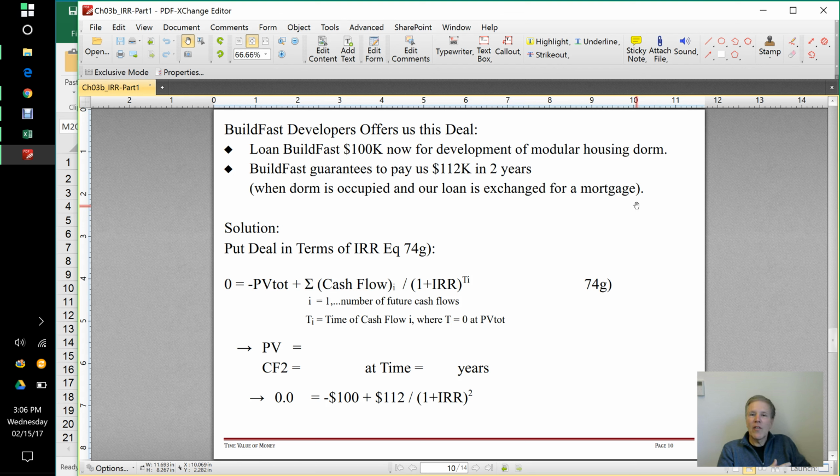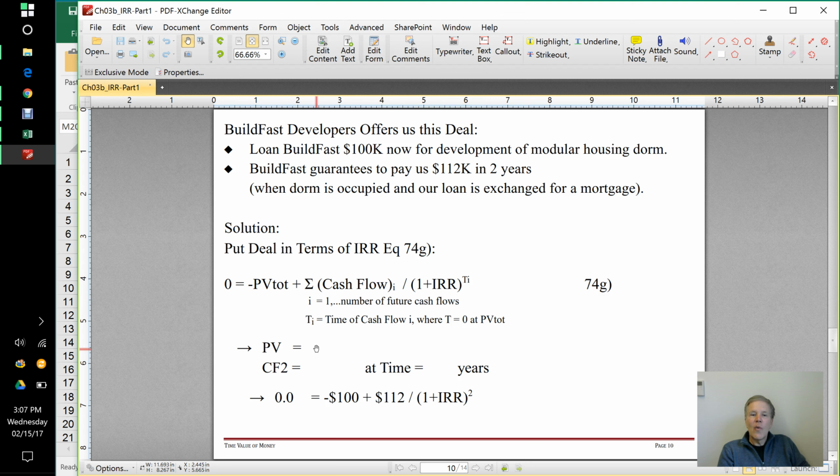We don't have to worry about the exchange, but Build Fast is going to take out a mortgage to help pay this 112,000 to us. That's called flipping, or converting the loan in a construction project to a cash flow producing property. All right, so now let's put this situation in terms of our IRR equation, 74G. So here's 74G. We have minus PV total plus the sum of each individually discounted cash flow, each discounted by IRR, is going to add up to 0 when we've got the right IRR.